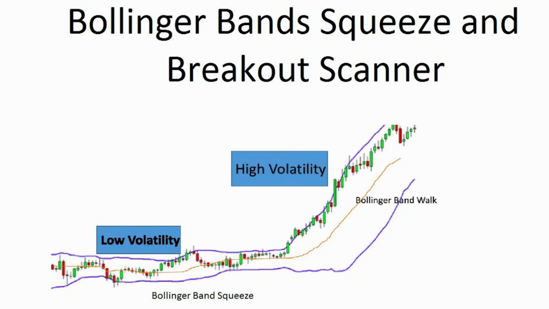Bollinger Bands expand and contract based on market volatility. When the bands widen, it indicates increased volatility. When they narrow, it indicates decreased volatility.